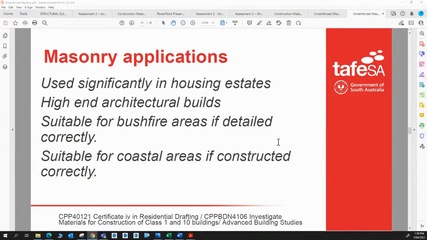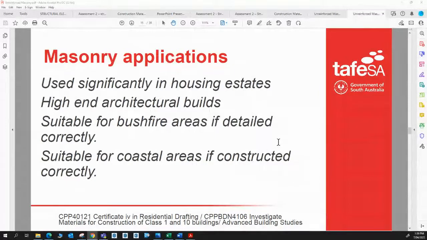Brick veneer is also suitable for coastal areas if constructed correctly. Some of the extra things you have to do for building in saline environments are obviously a much stronger mortar mix, so higher cement content to reduce its permeability, or its propensity to take up moisture. But then you've also got to use stainless steel brick ties as well.